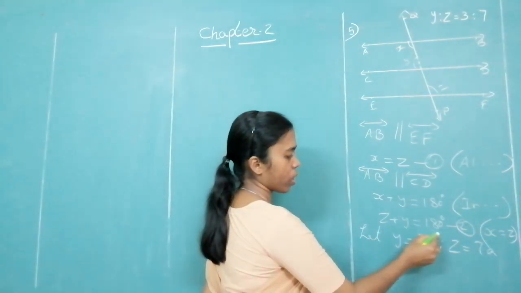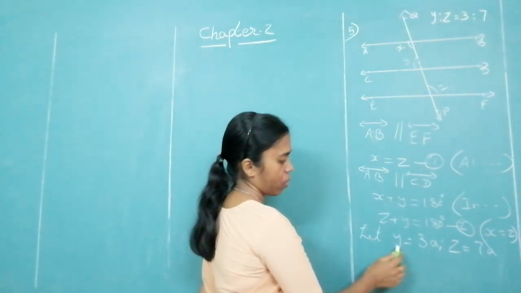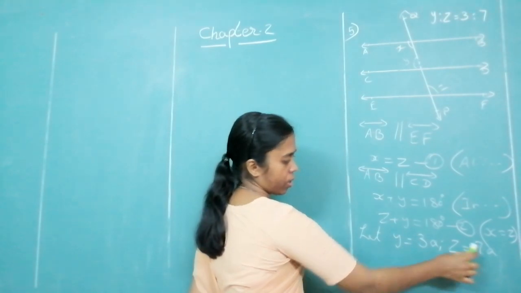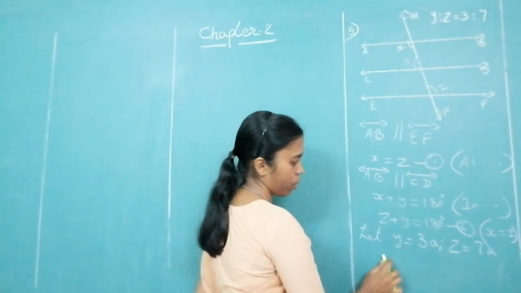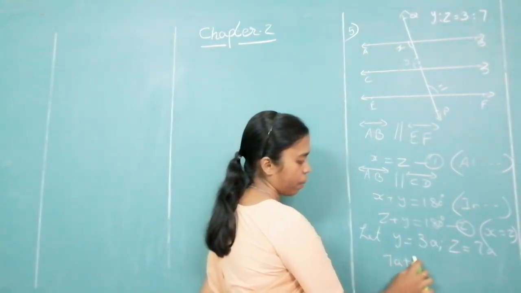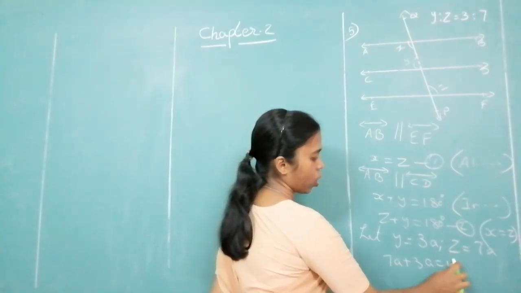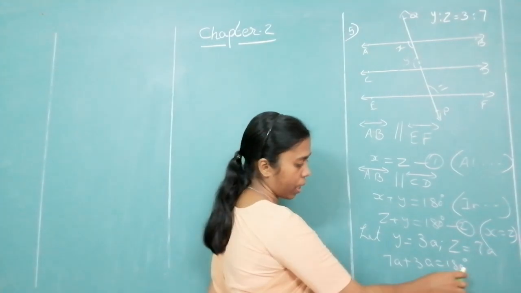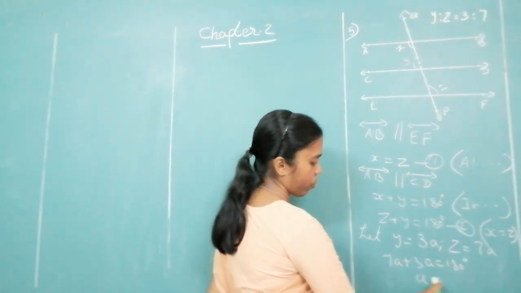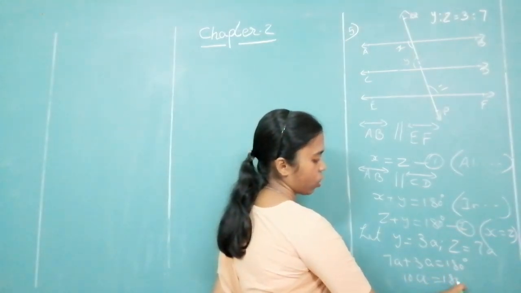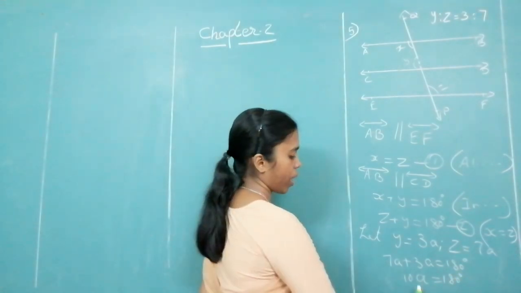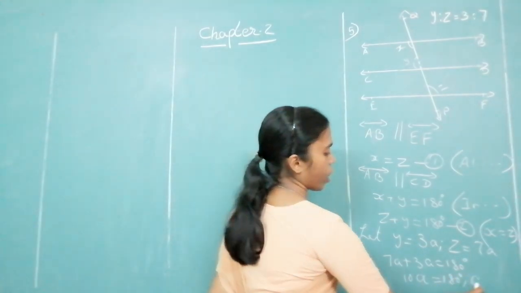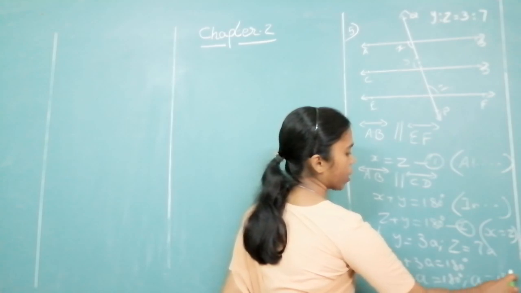Now z plus y is equal to 180. What is my y now? 3a. Z is 7a. So substitute in this, I will be getting 7a plus 3a is equal to 180. 7 plus 3, 10a is equal to 180. Therefore, 10a is equal to 180. Therefore, a is equal to how much? A is equal to 18 degree.